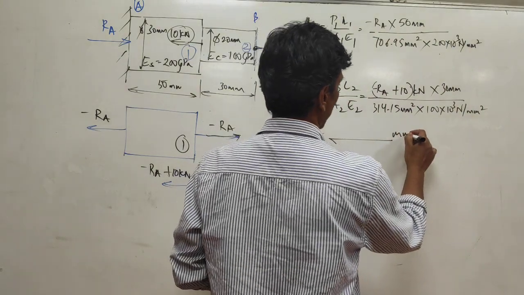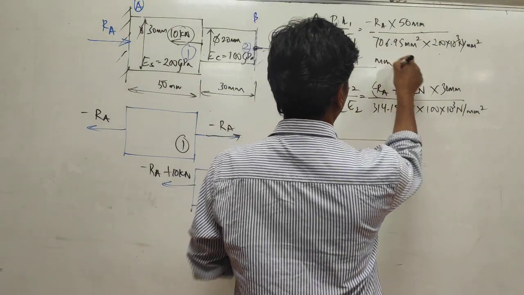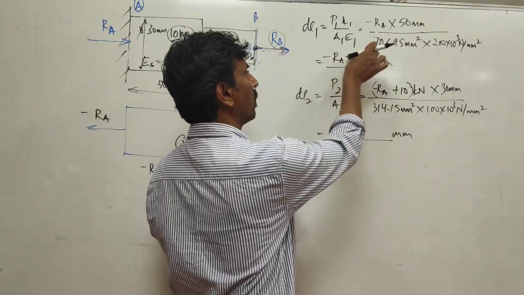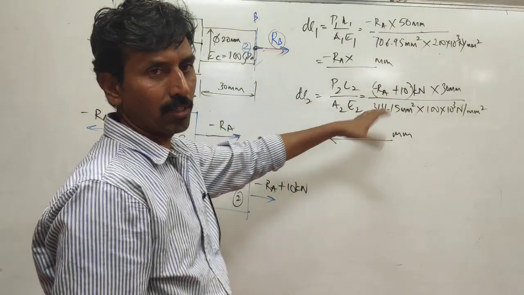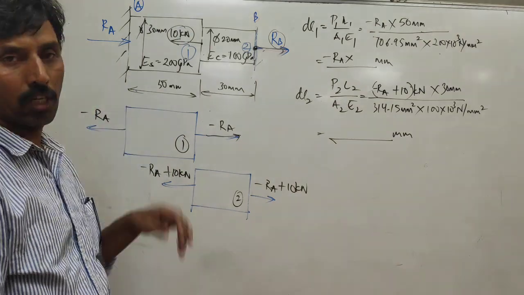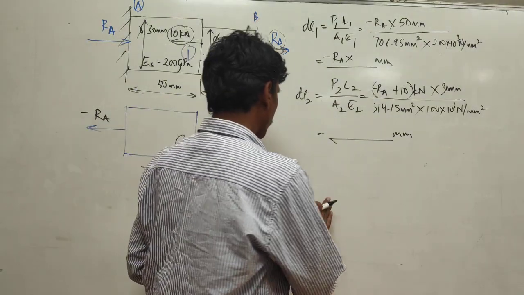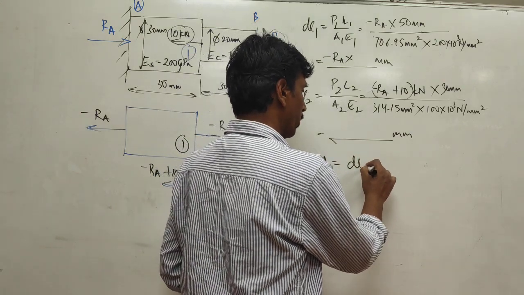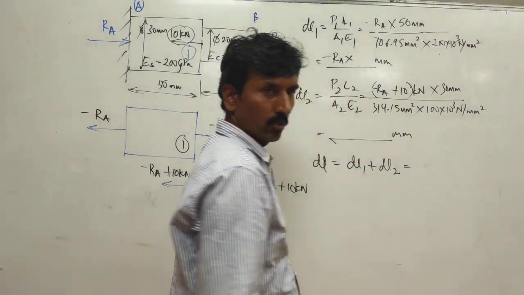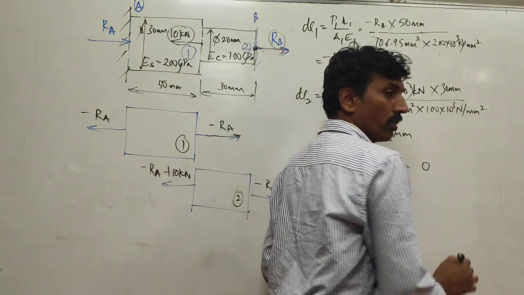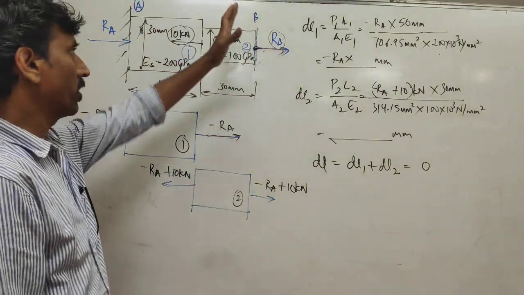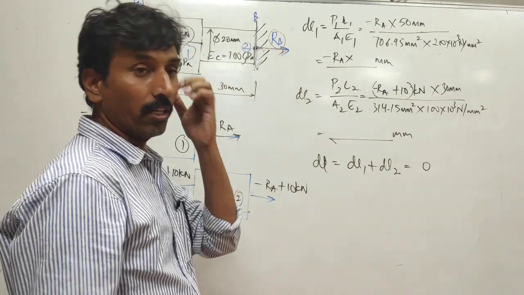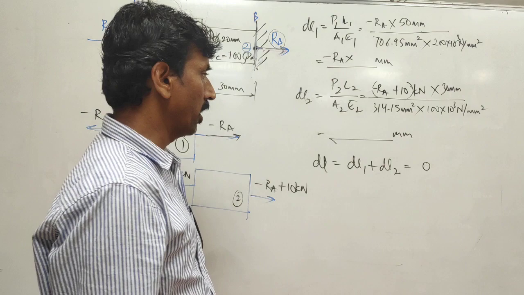I think let us see whether we need this or not. Suppose you want to find out, I think you can't find out, but you will express this in terms of RA into some number. And here you can express this as minus RA into some number. Right now let us not worry about this. Now we know that the total deformation DL is equal to DL1 plus DL2, which is equal to 0 because both ends are fixed. The sum of deformations cannot be a positive number, because one has to increase and the other has to decrease.